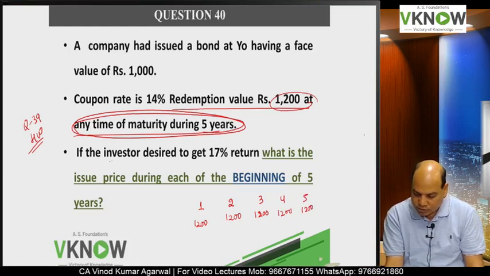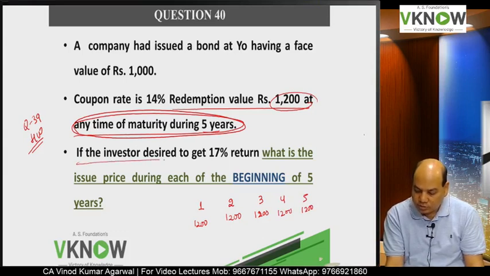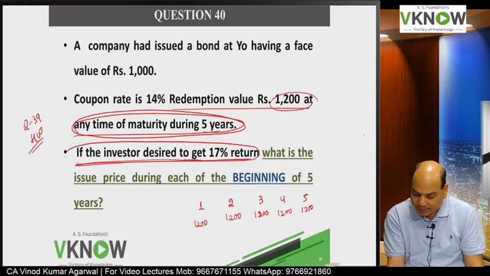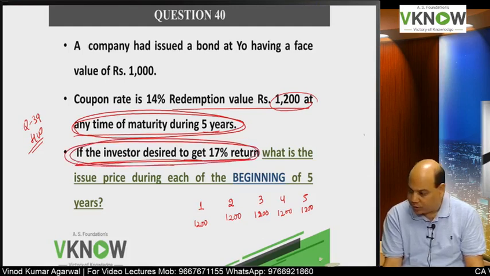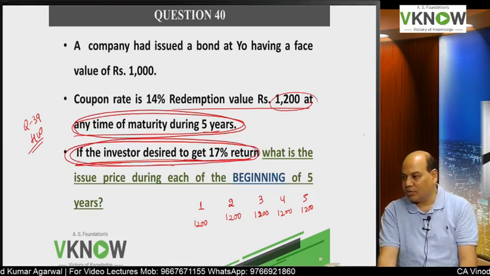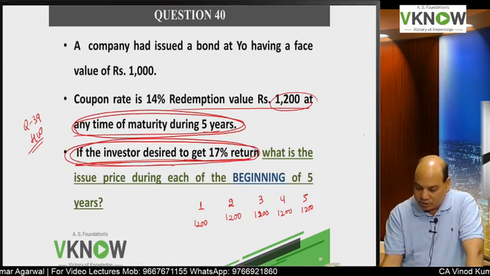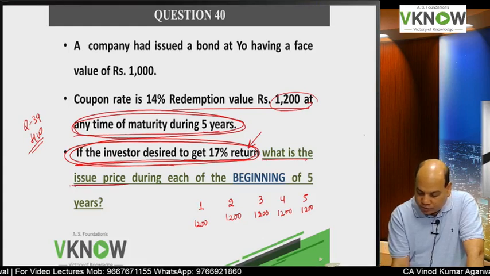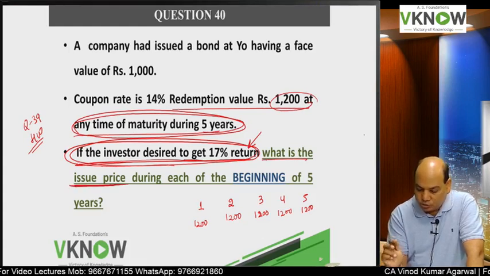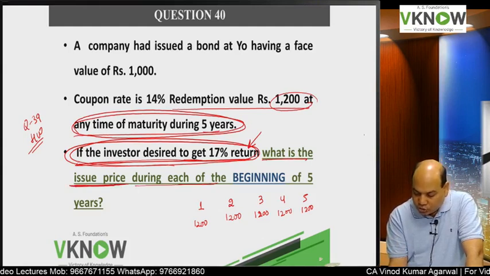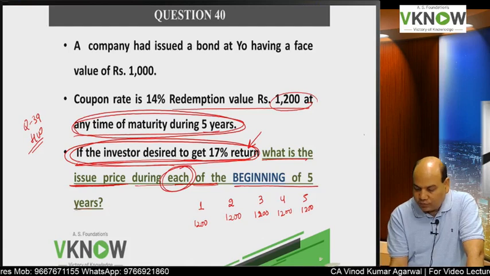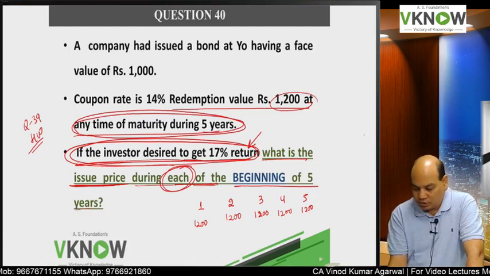Now the question says, if the investor desires to get 17% return, that means the required rate of return is 17%. This is the discount rate. What is the issue price during each of the beginning of 5 years? Very easy question.